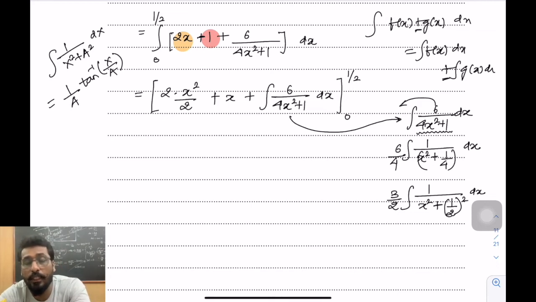Of course, if you're using indefinite integrals, that means if there are no limits, we should write plus c. If there is a limit, then you will not write the plus c. So that's 1 upon a tan inverse of x upon a, isn't it?